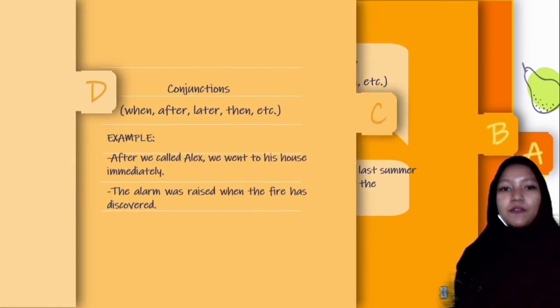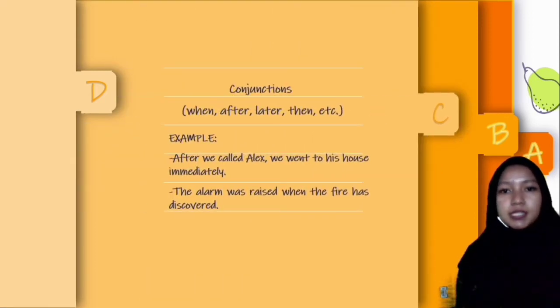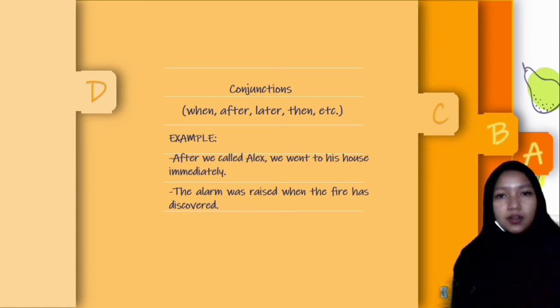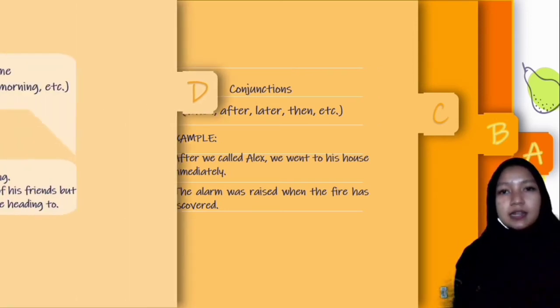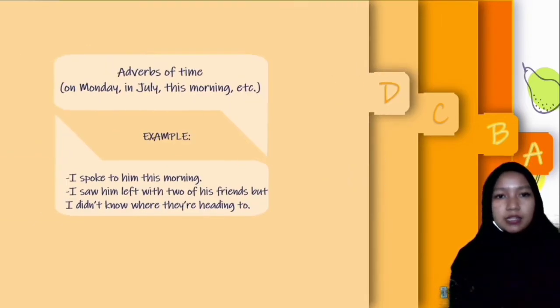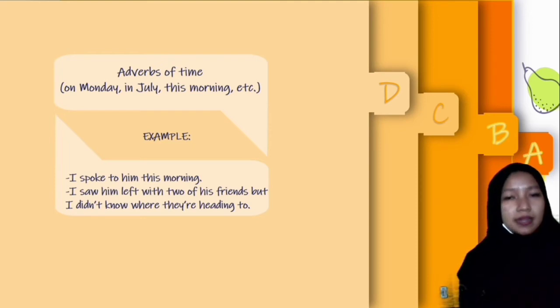And then we move on to the third one, which is that the text uses conjunctions such as when, after, later, then, etc. You can see the example: After we called Alex, we went to his house immediately. And then the last language feature is that the text uses adverbs of time, such as on Monday, in July, this morning. For example, I spoke to him this morning.